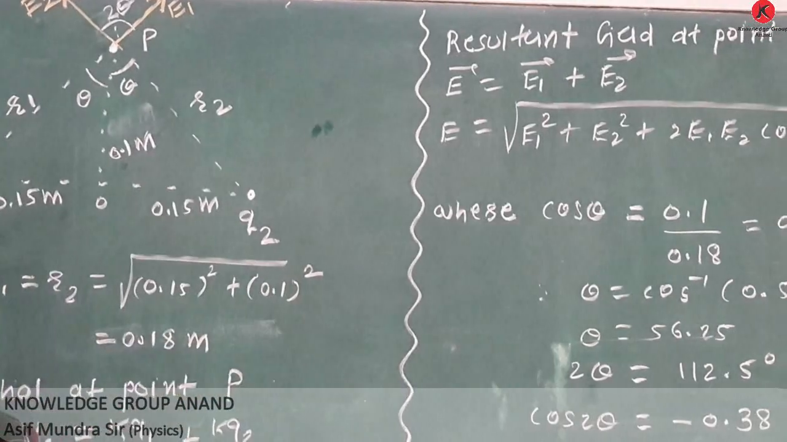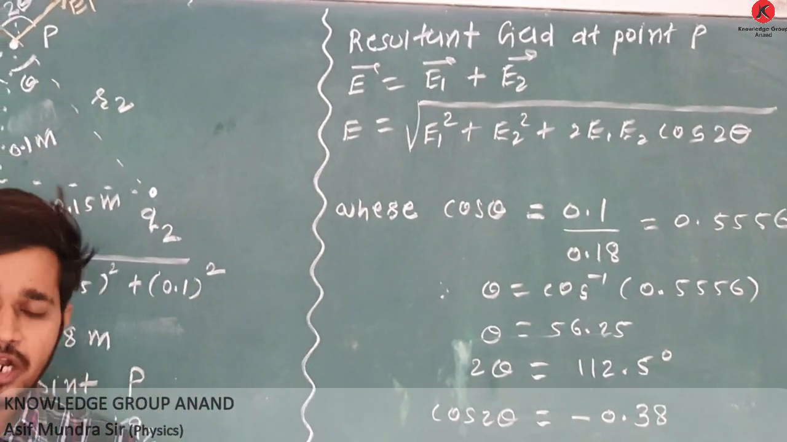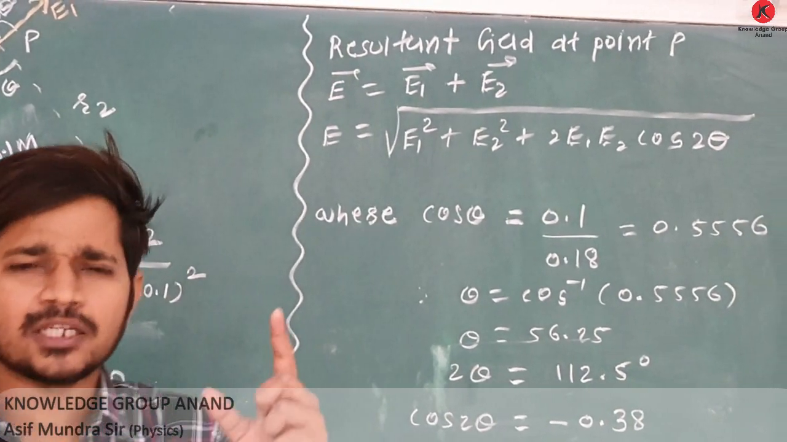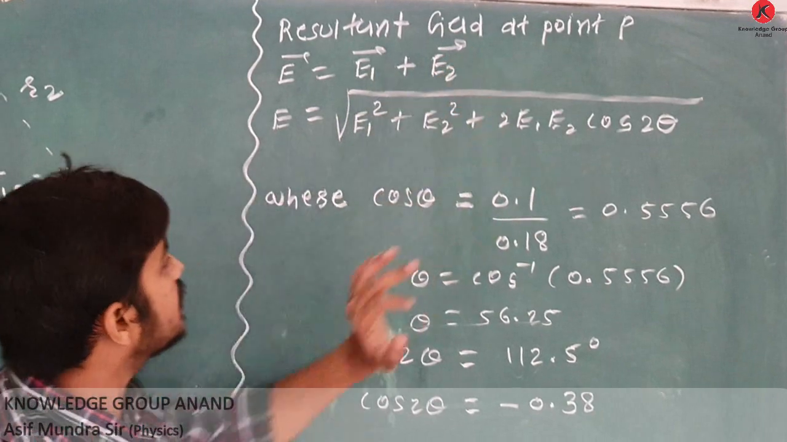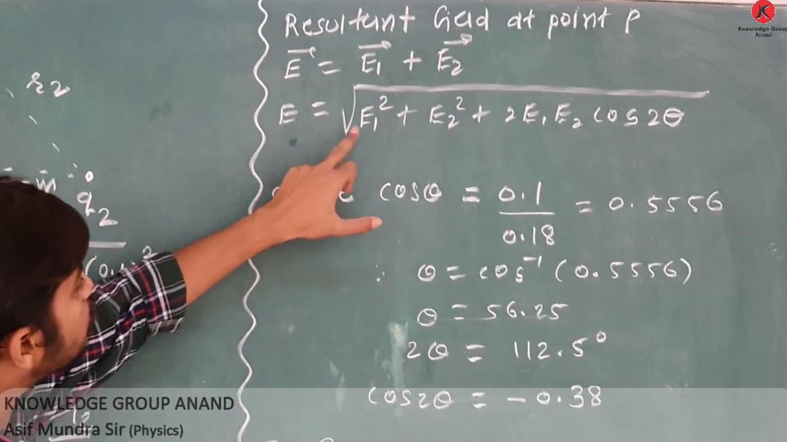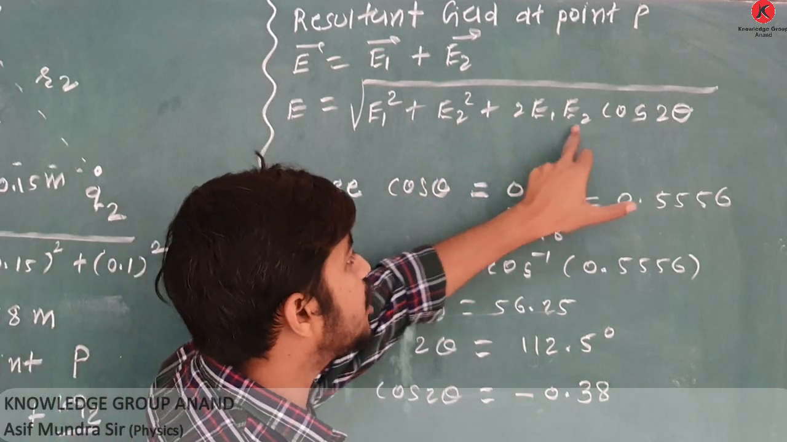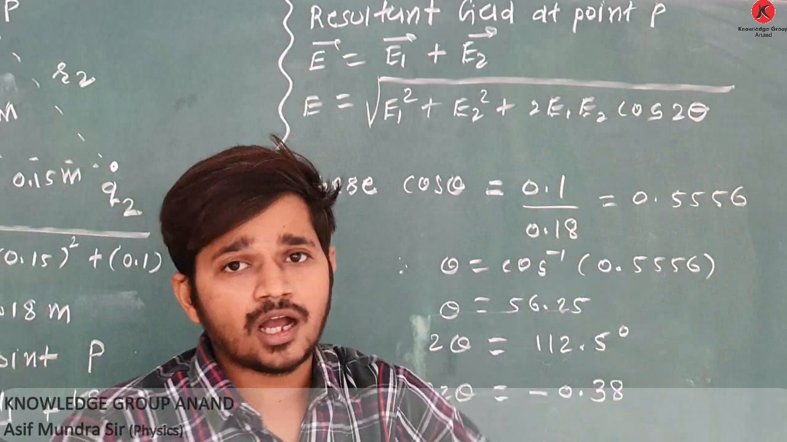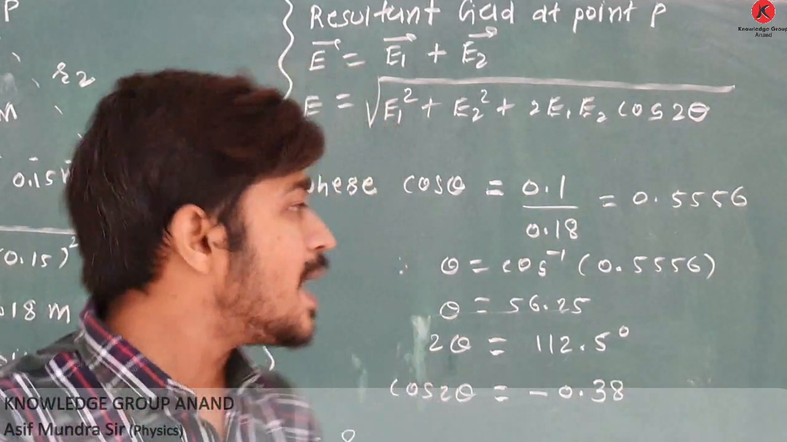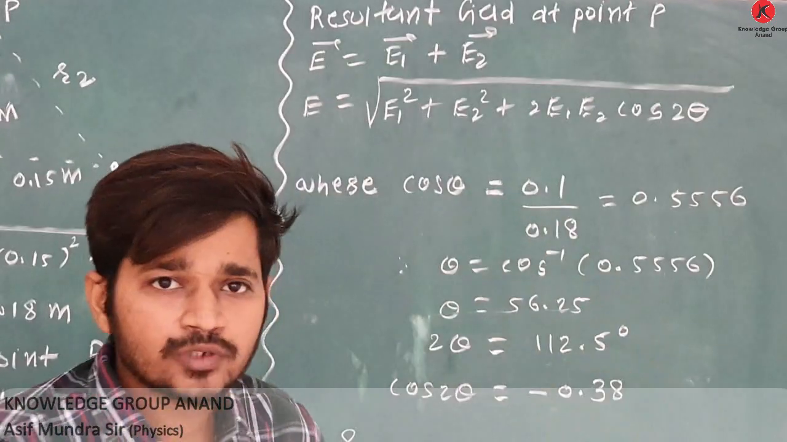We know that if R is equal to A plus B, then magnitude of R is equal to under root A square plus B square plus 2AB cos theta. Then E is equal to E1 plus E2. Magnitude of E is equal to under root E1 square plus E2 square plus 2 E1 E2 cos of angle between E1 and E2, which is 2 theta. Clear? Okay. Now E1 you have calculated, E2 you have calculated.